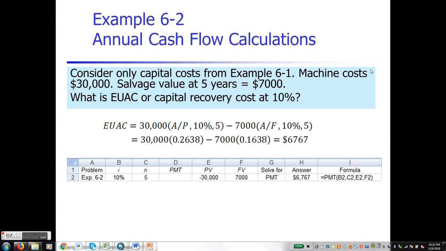$30,000, salvage value at 5 years, $7,000. What is the equivalent uniform annual, or capital recovery cost, at 10%?